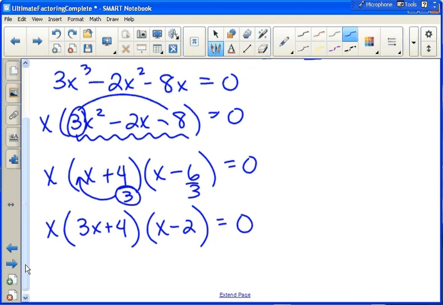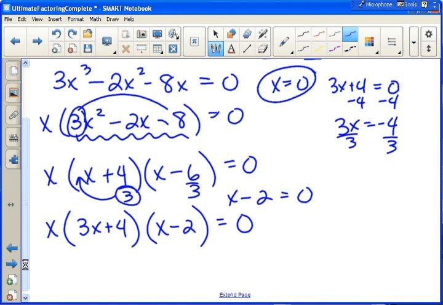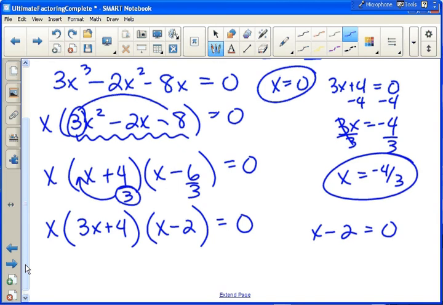So subtract 4 from both sides, and divide both sides by 3. And on this last one, just add 2 to both sides. Whew, so this one has 3 answers. x equals 0, x equals negative 4/3, and x equals 2.